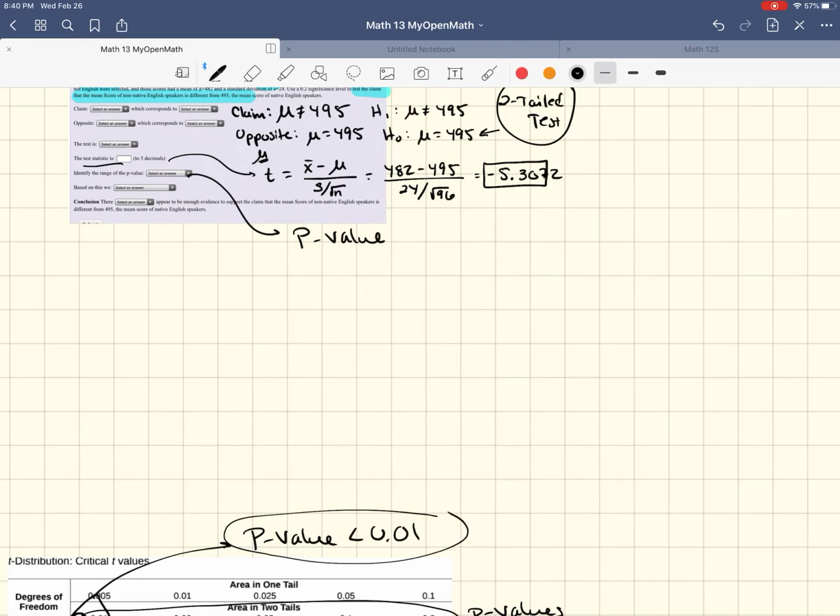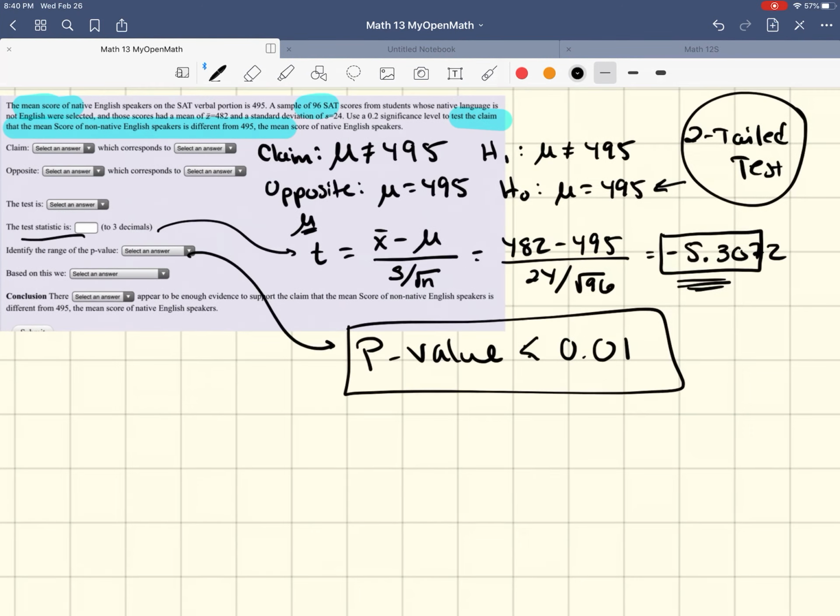So our p-value, which we got using our test statistic, is less than 0.01. If you are using My Open Math for this problem, I'm sorry for giving you headaches. This right here where you're entering in the p-value is a drop-down box, and the p-value is less than 0.01 will be one of your choices. Okay, conclusions.